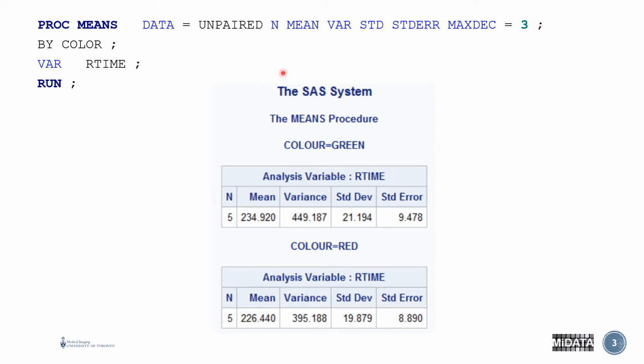Now, in the output, we can see immediately green, red. Here's your mean. Here's your variance, your standard deviation, and your standard error. You can see that there is a difference between the means. It doesn't seem huge, but there's definitely a difference. In terms of variance, standard deviation and standard error, they definitely seem rather close.